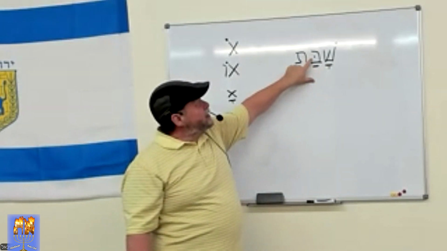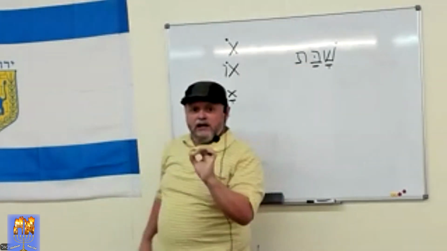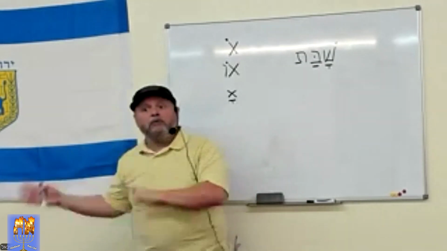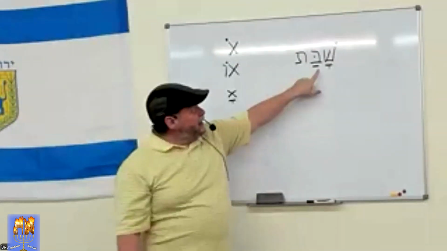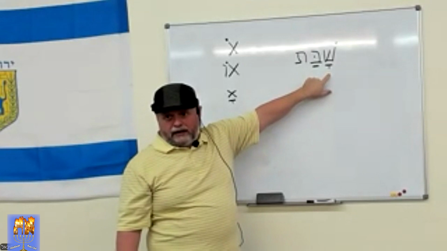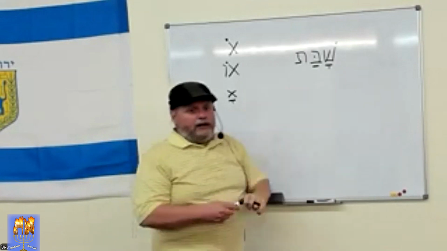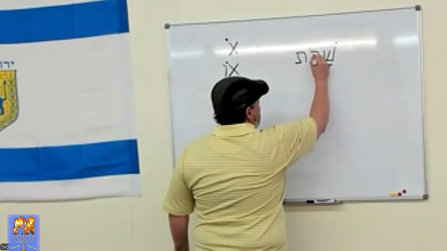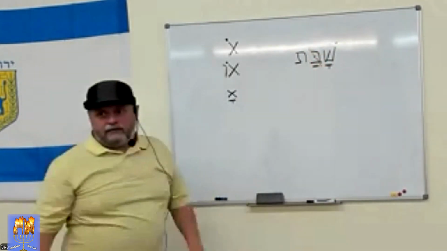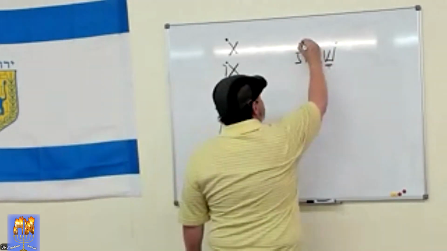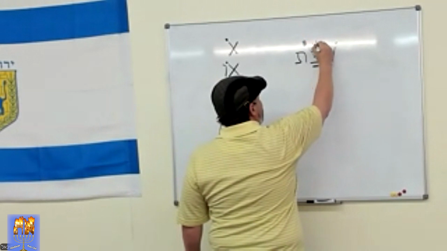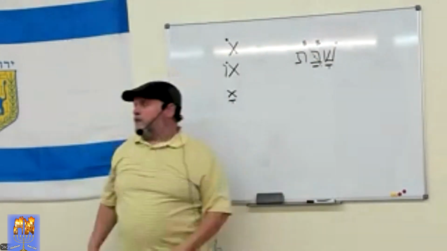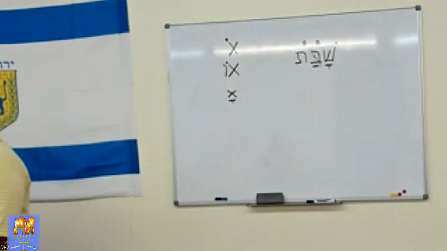So even though this type of dagesh strengthens the sound, it can also double the letter if it follows another vowel point. So now what we do is we take this letter and we cut it in half. We have a B sound on this side and we have a B sound on that side. So that first syllable goes from being sha to shab.